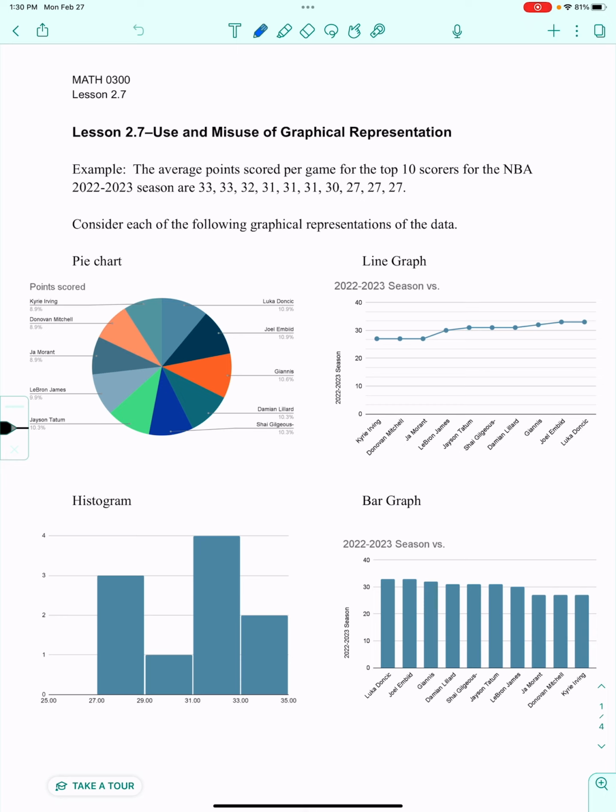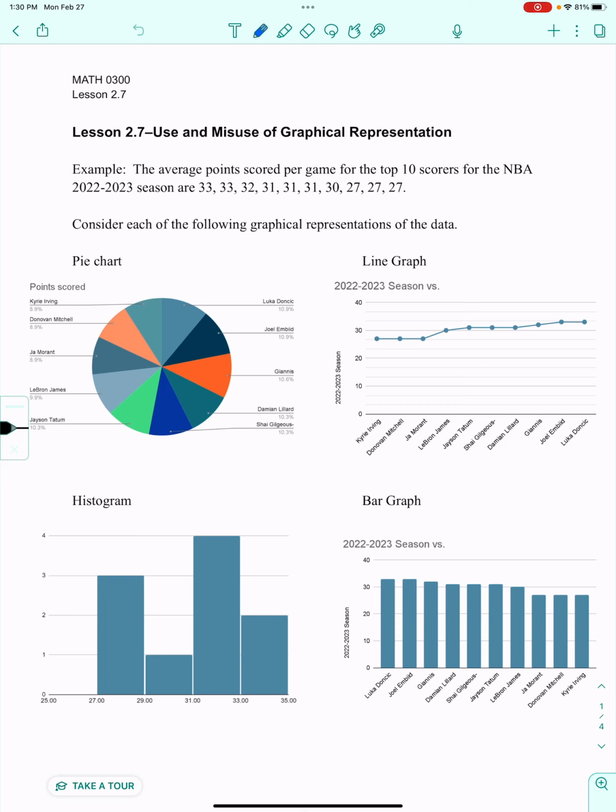Many entities that want to present you with data will try to present the data in a way that makes them look better or makes you lean toward one conclusion or another, regardless of what the data actually says. So that'll be what we look at in the second part of this.